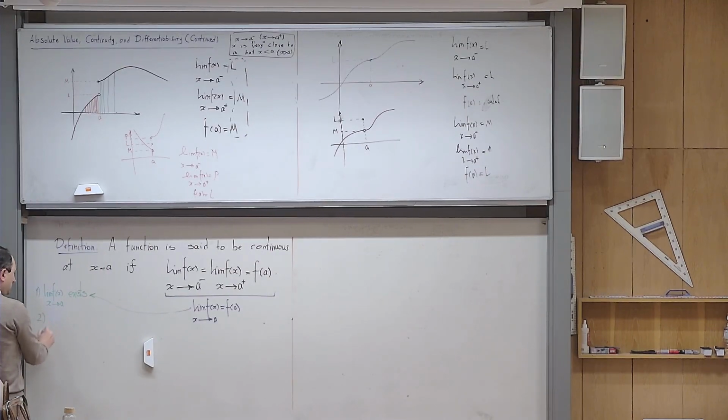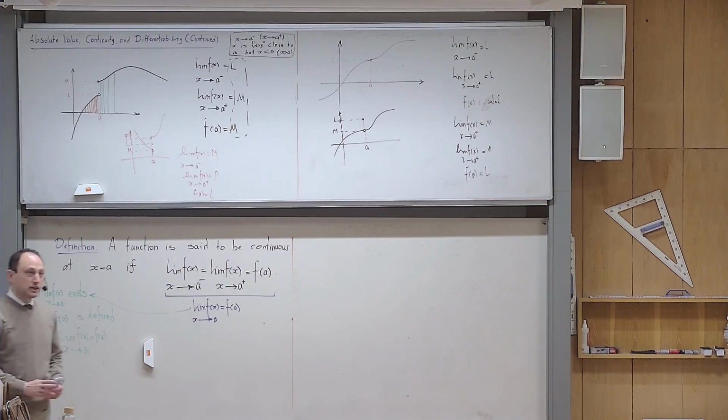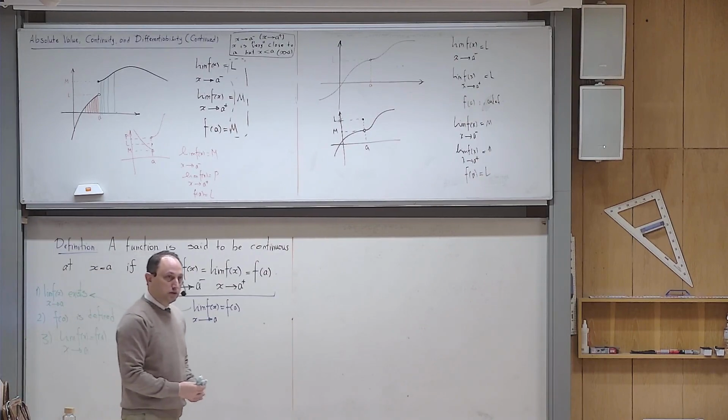Number two, a belongs to the domain of the function, or f of a is defined. Number three, these quantities are equal. So when I write that, in principle, I mean all these three simultaneously. But because we are usually lazy, we just write the last one. Yes? Yes, of course, thank you.